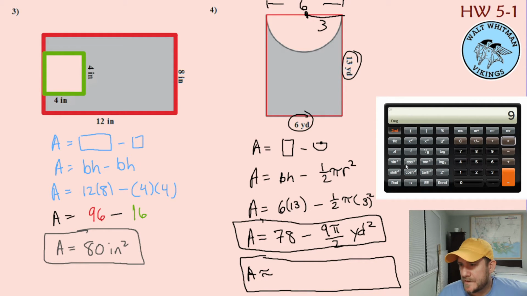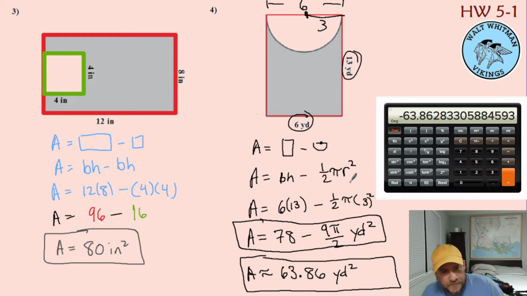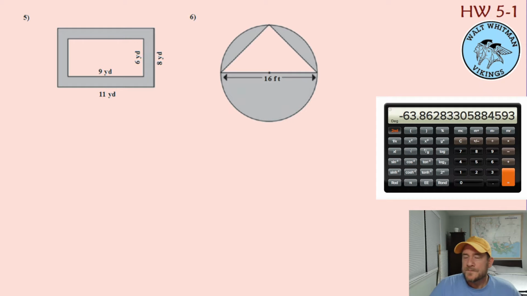9 times pi. Now you gotta say equals, divided by 2, equals, and then I want to do 78 minus this number, but instead I'll do this number minus 78, and it'll come out negative, but I'll just ignore the negative. So 63.86 should be our rounded off decimal. 63.86. And these are all still square yards. So that's four. First four done. What else is there? 5 and a 6.